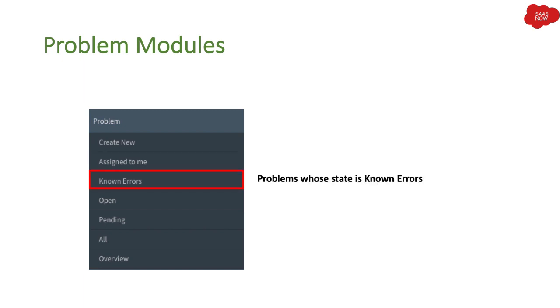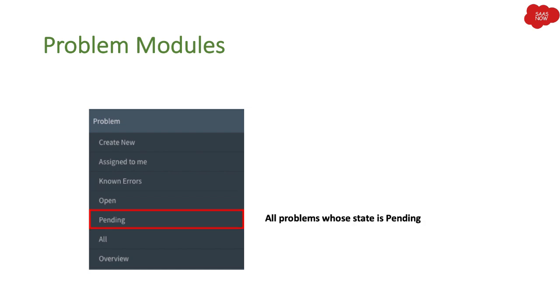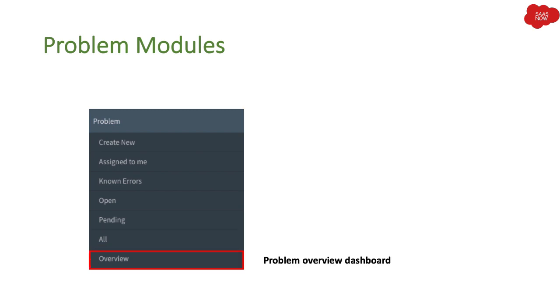Then we have known errors. All the problems whose state is known error, you can see here; that will show you the list of those problems. Then we have open. So all open problems which are active. Then we have pending. All the problems whose state is pending. That means investigation is still going on. And then we have all. That means all the problems created in your instance, you can see directly from all. And then we have overview. And I think you must have seen it in other applications as well. It just shows you the dashboard, which shows you some data as per the problem management application.